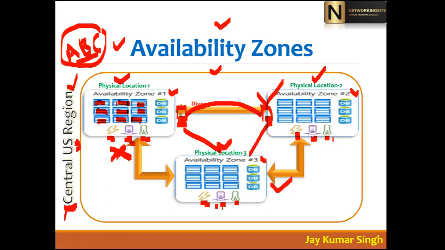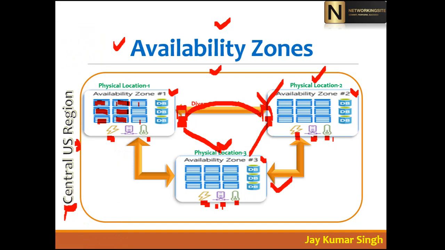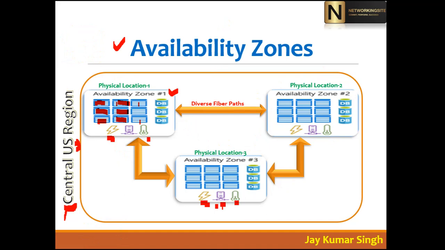Some other features are also attached to this availability zone. Availability zone 1, or physical location 1, and physical location 2 are connected together with a fiber path, a fiber link. That's why the data communication is very fast. Whenever this location is down, your server will automatically be accessible from here.